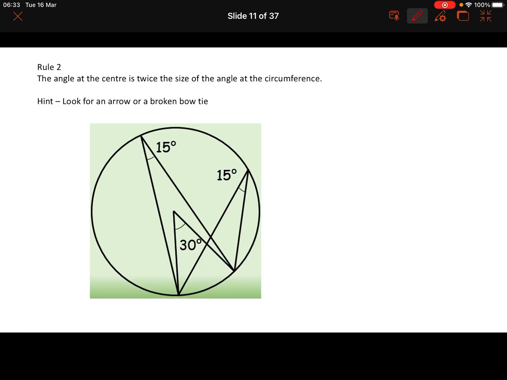Okay, here's rule number 2. The angle at the center is twice the size of the angle at the circumference. And hint, we need to look for an arrow. Okay, we need to look for an arrow. So here we've got an arrow situation. So all that means is the angle at the center is going to be double the angle at the edge.